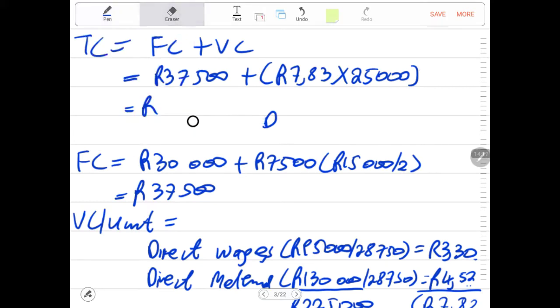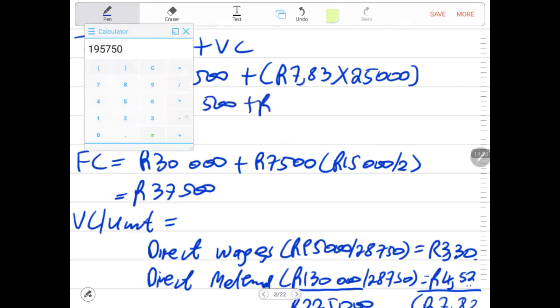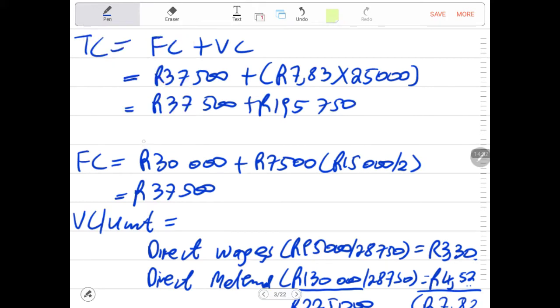Let me just extend it below so that I show all my workings. 37.5 plus 195,750 plus 37,500. This is 233,250. This is the total cost that we were required to calculate.